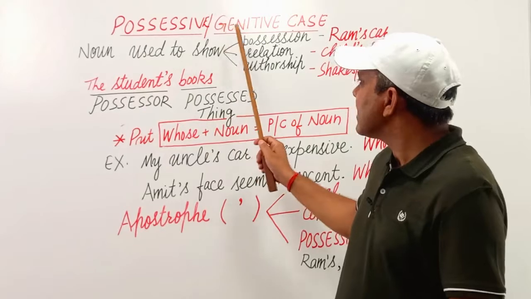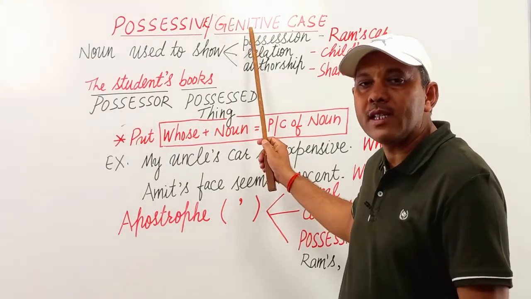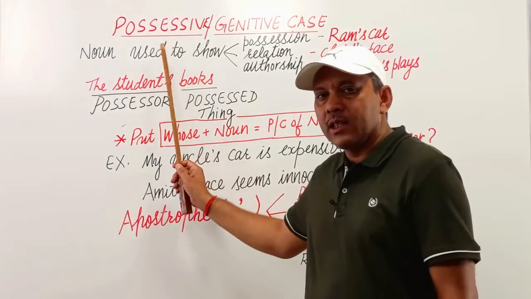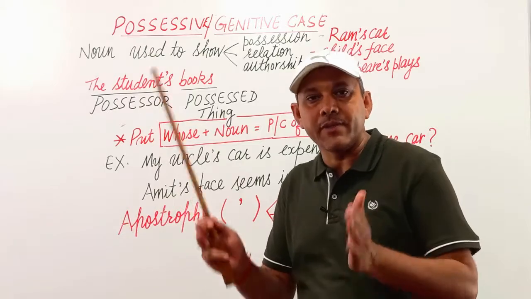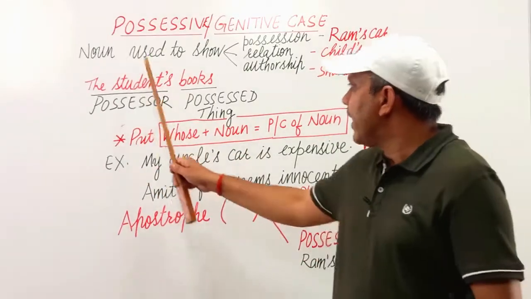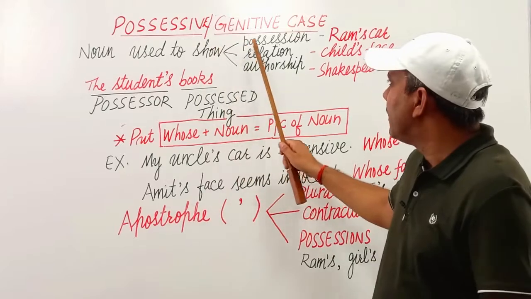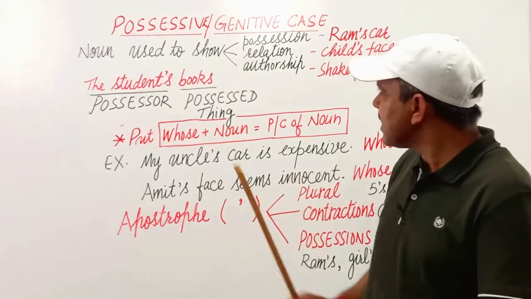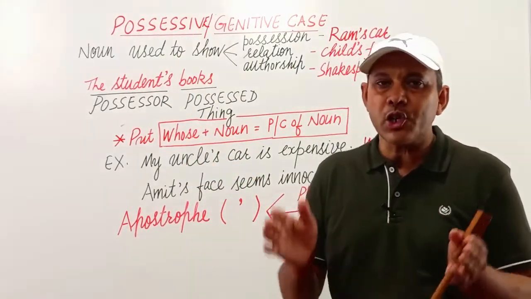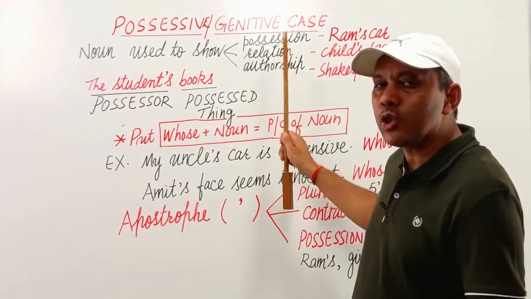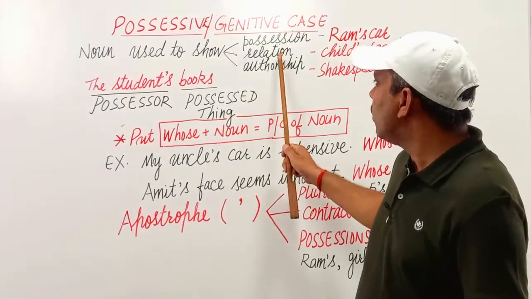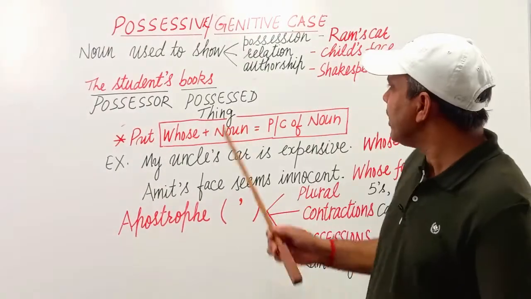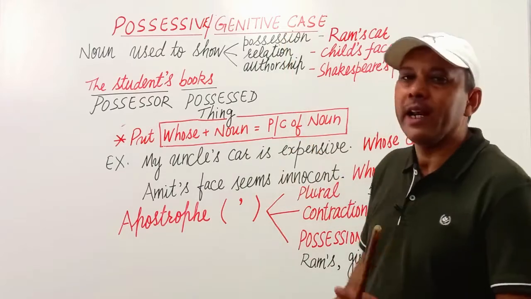Possessive case is sometimes called or is known as genitive case of noun. Let us see its explanation, its definition and its concept. Noun used to show possession, relation or authorship. This possessive noun not only shows the possession, it also shows relation and authorship. But here we are going to discuss the possessive case of noun.